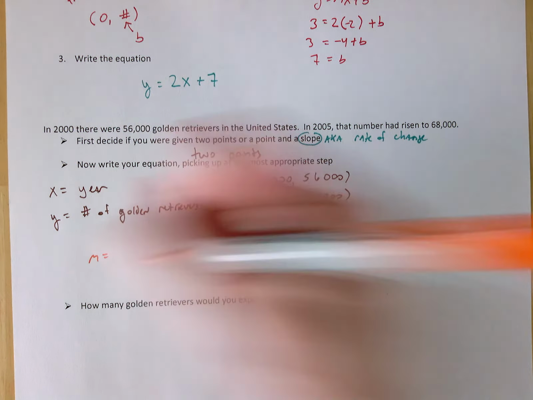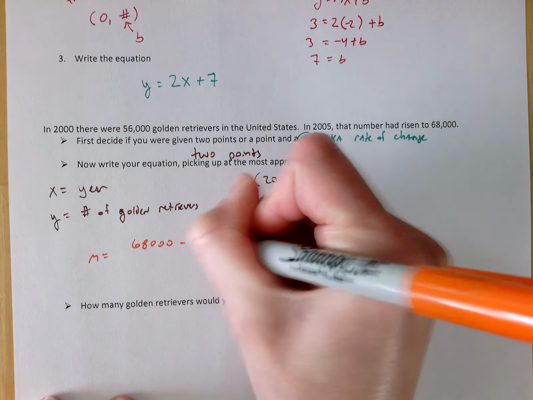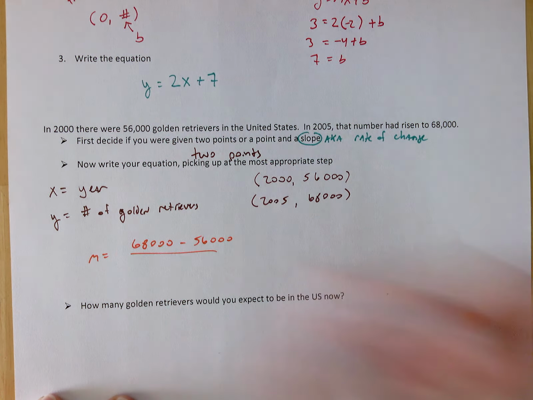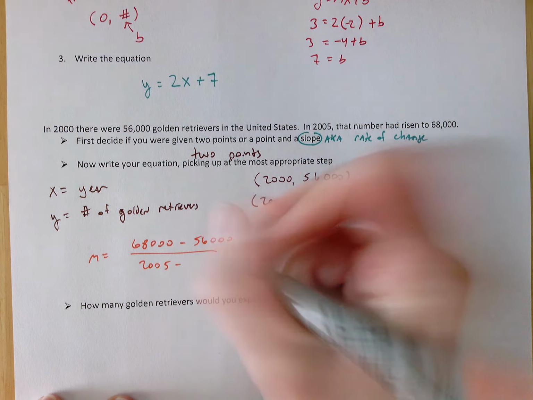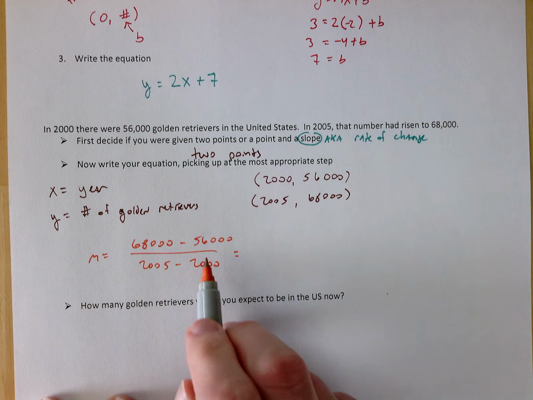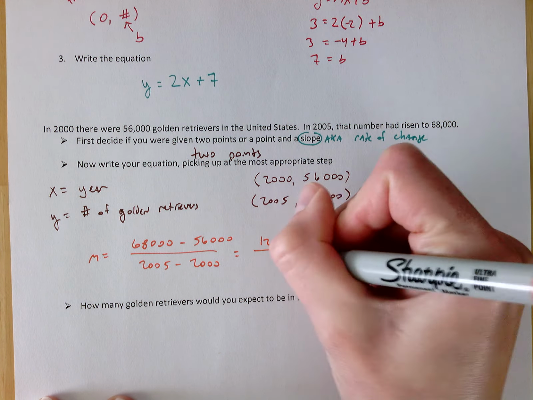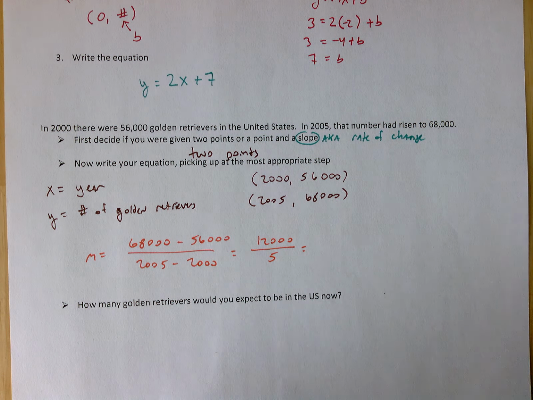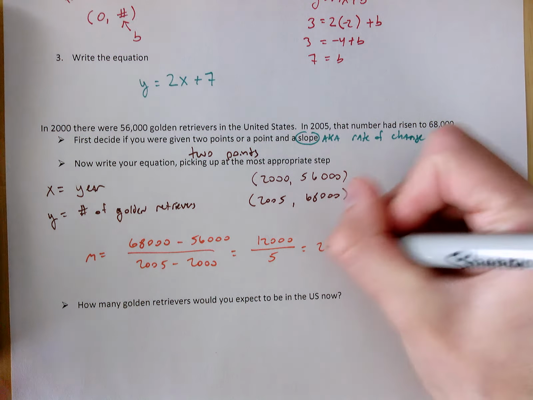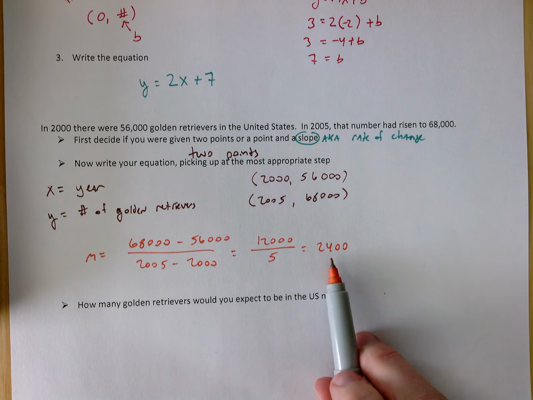All right, so now I'm going to figure out my slope because I don't know what that is yet. If we already knew the slope, I wouldn't have to worry about this. So I'm subtracting my y coordinates, and then in the bottom, I'm subtracting my x coordinates. Okay, when I subtract these two, that's going to be 12,000, divided by 5. All right, and then just throwing that into a calculator, and it works out to 2,400. So that's my slope.